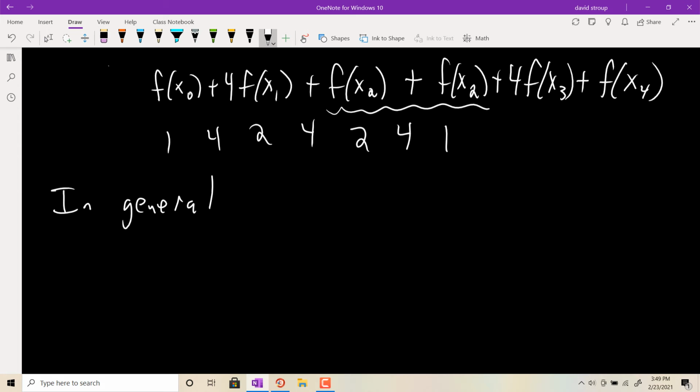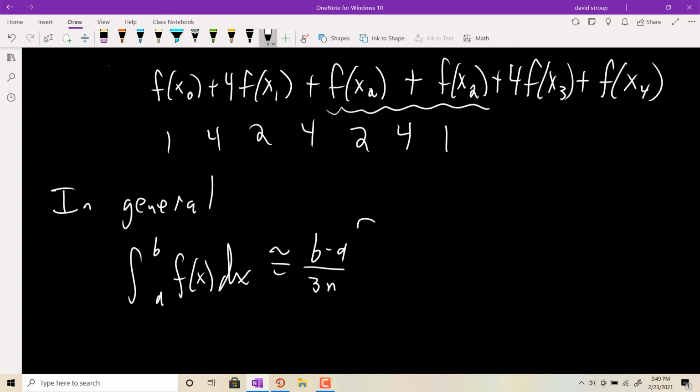But in general, given a continuous function and all that jazz, we can approximate the integral from a to b of f of x dx with the formula b minus a all over 3n this time, times f of x sub 0 plus 4 f of x sub 1, etc.